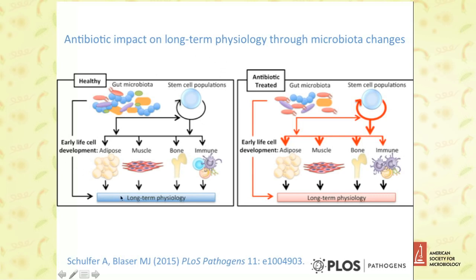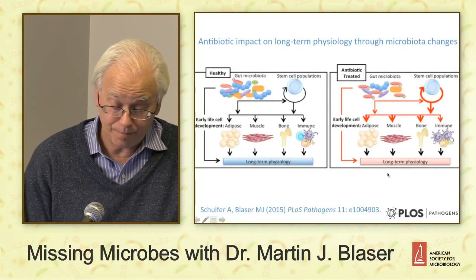With an ancient microbiota, we'll call this normal long-term physiology. But in an antibiotic-treated microbiota or some kind of deranged microbiota, the signals of the microbes to the stem cells are abnormal, creating abnormal early life development with later long-term physiology. This is our big hypothesis.